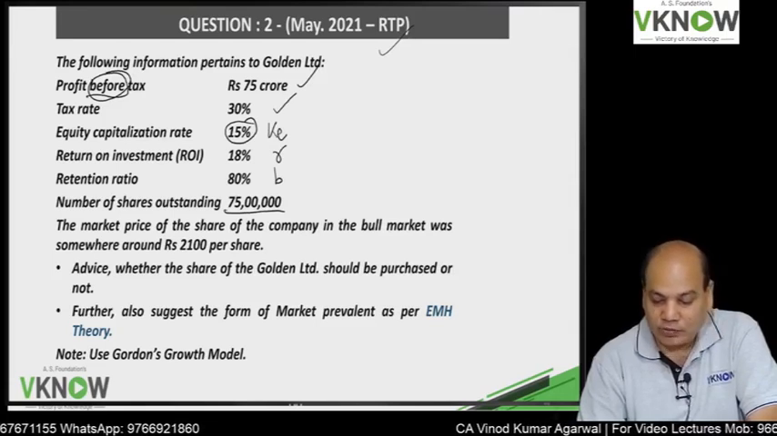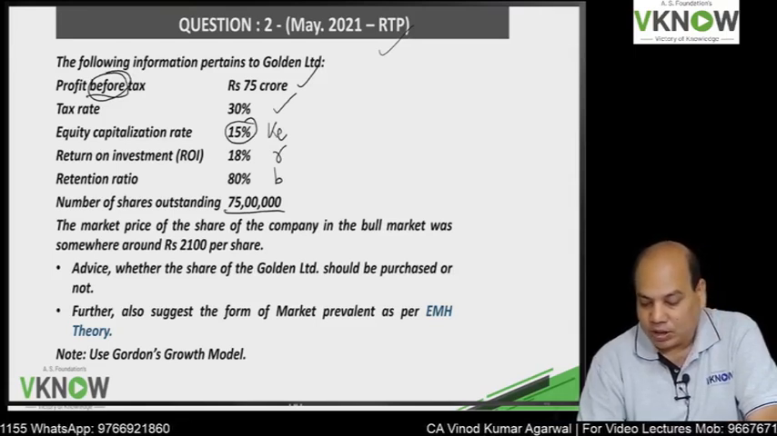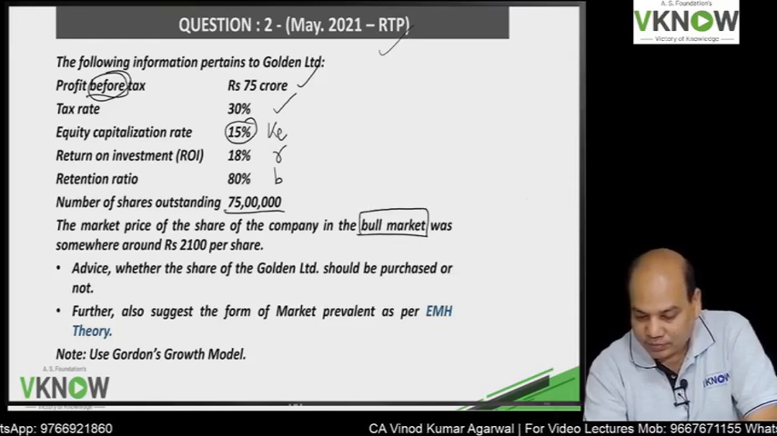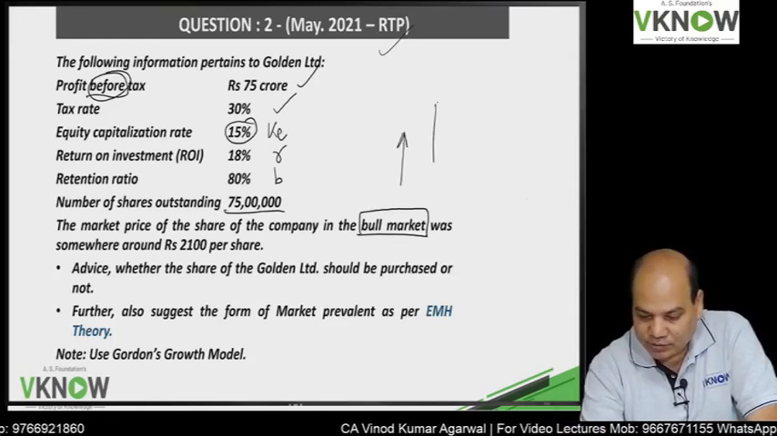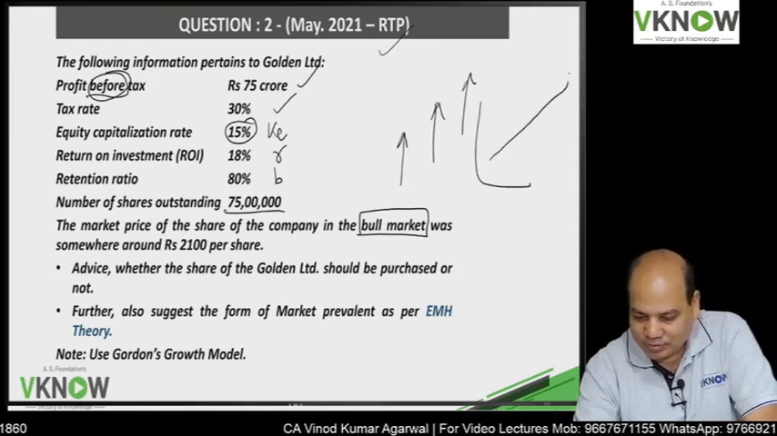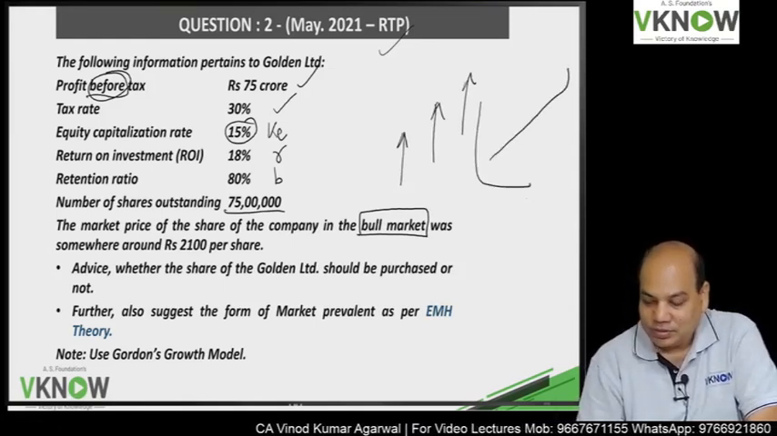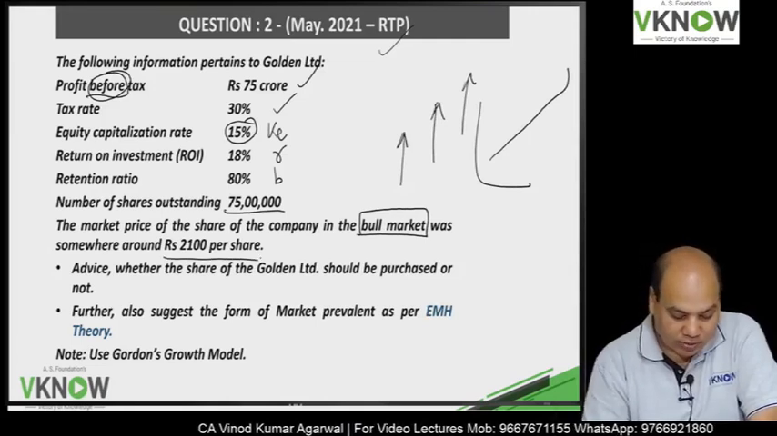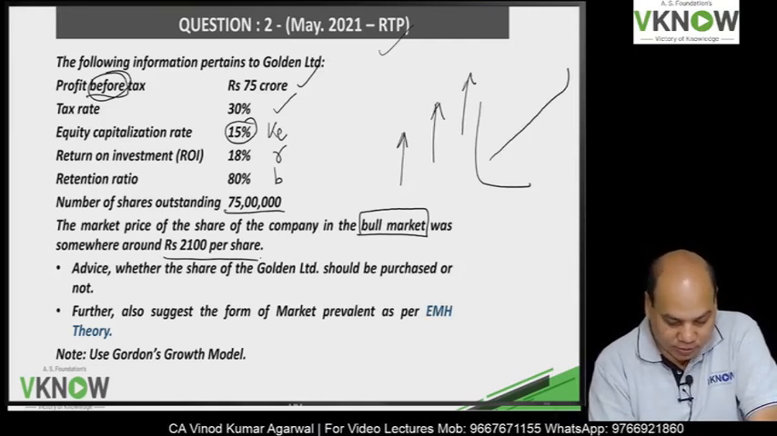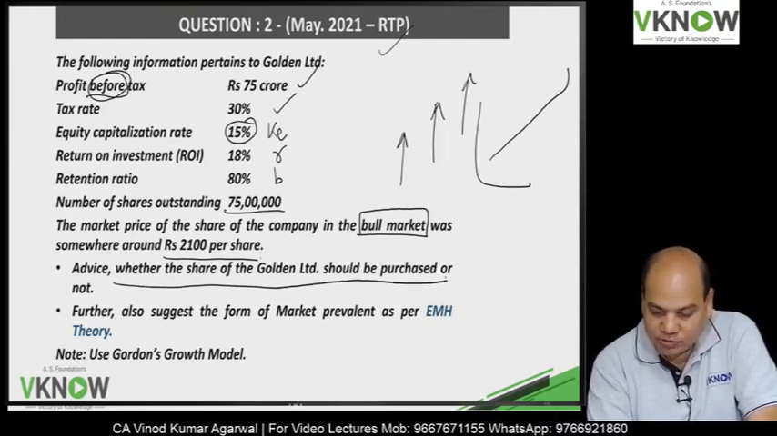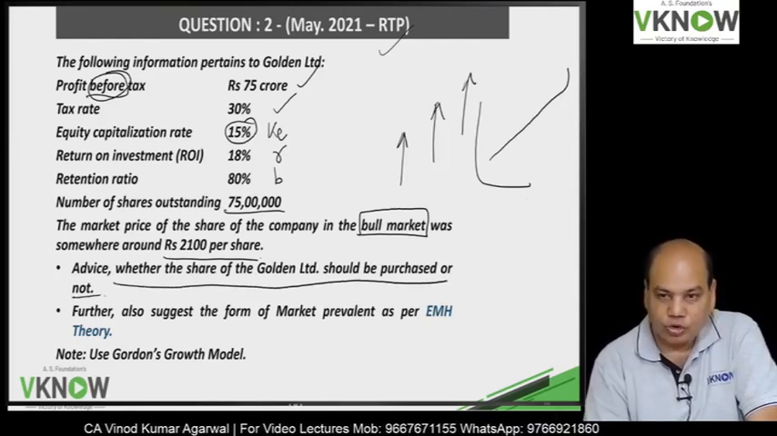The market price of the share of the company in the bull market was... Bull market. What is bull market? Prices are expected to go up. This is bull market. It was somewhere around rupees 2100 per share. So this is the current market price. Advise whether the share of Golden Limited should be purchased or not.